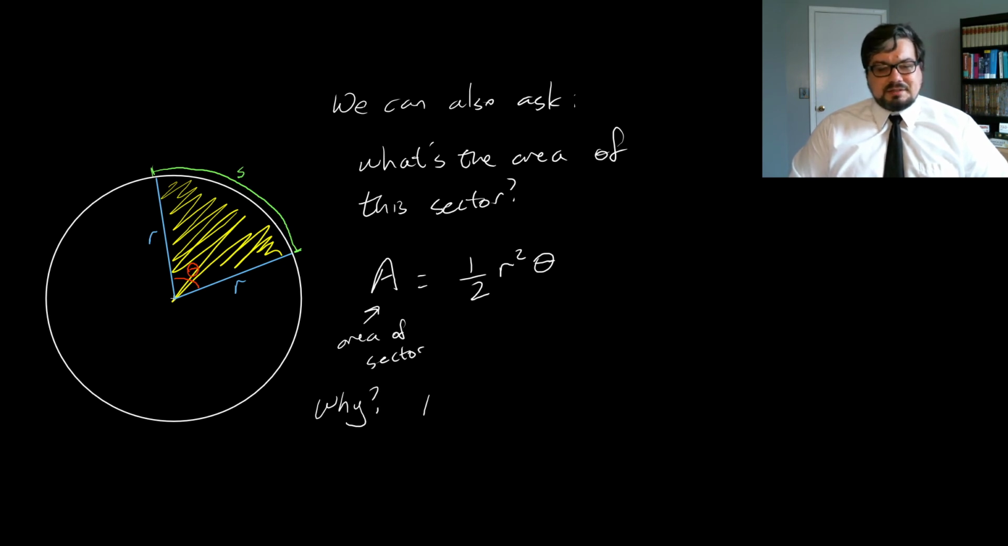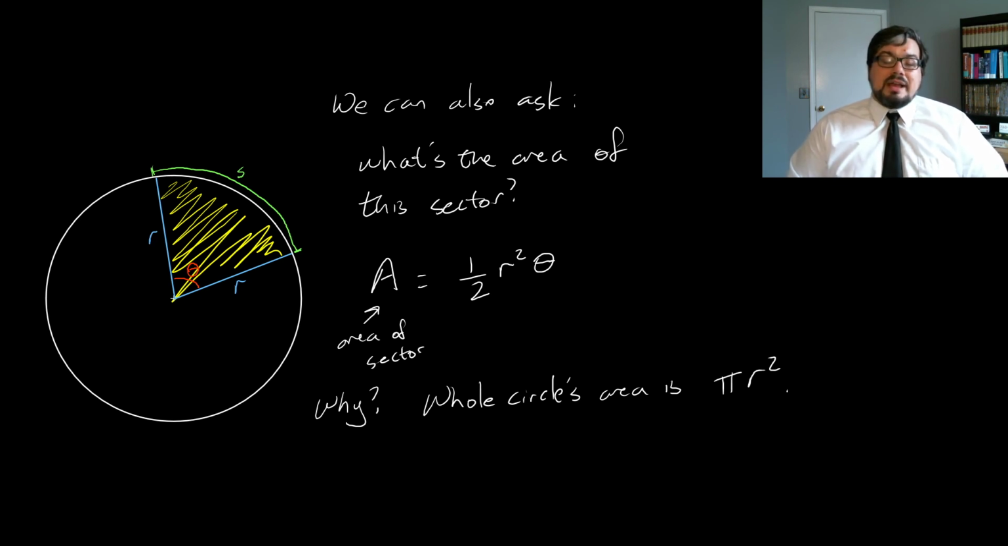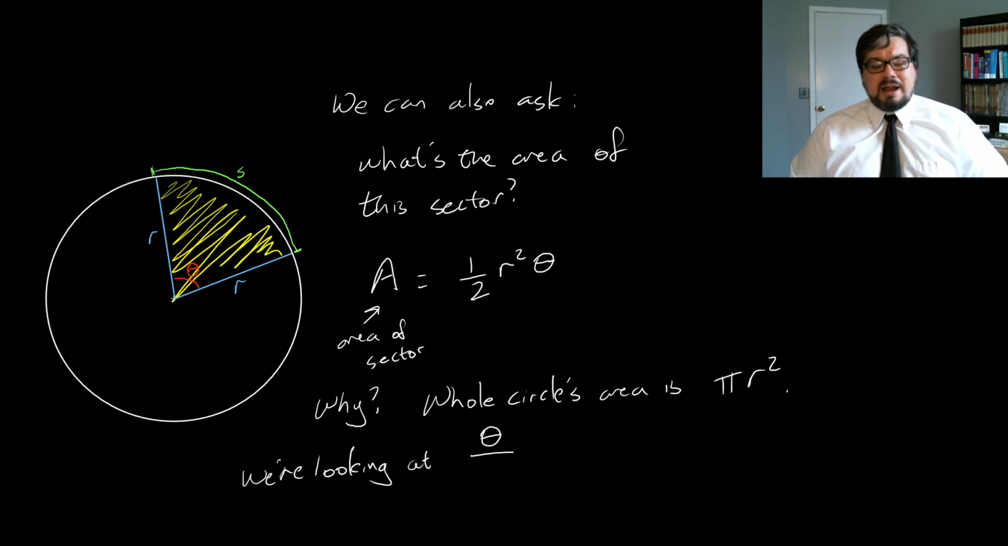So let's see why this is. The whole circle's area is pi r squared. Now, when we look at the yellow sector here, we're not looking at the whole circle, we're looking at a fraction of the circle. Well, what fraction of the circle are we looking at? We're looking at theta radians of the circle out of a total 2 pi radians of the circle.